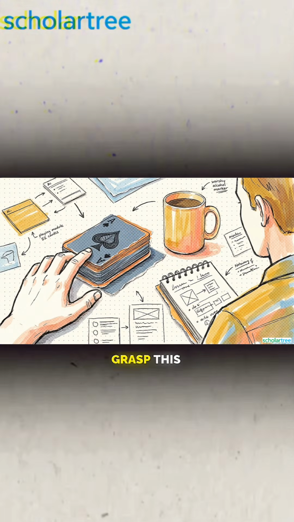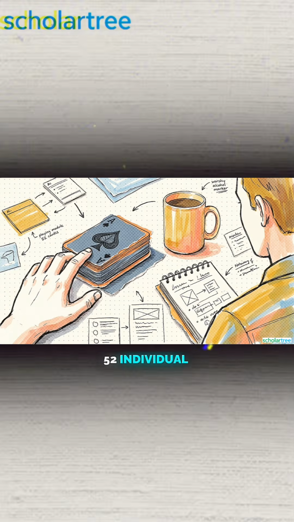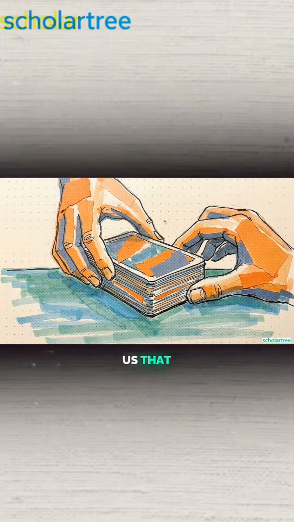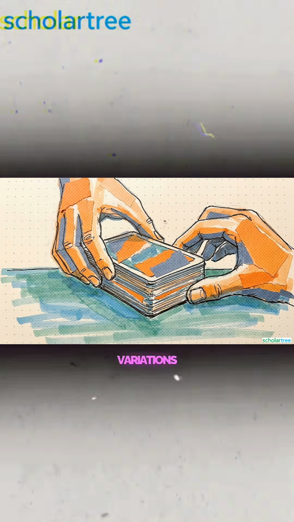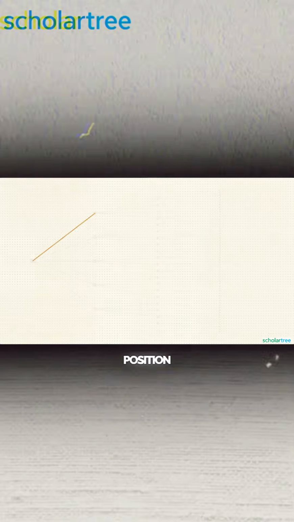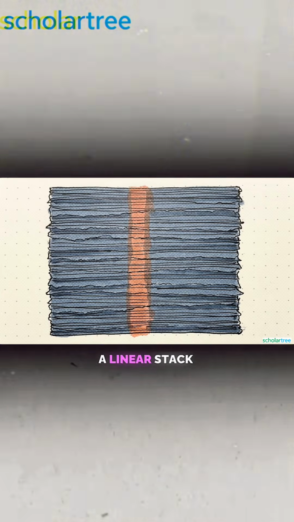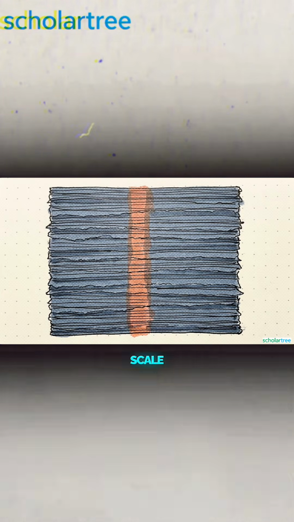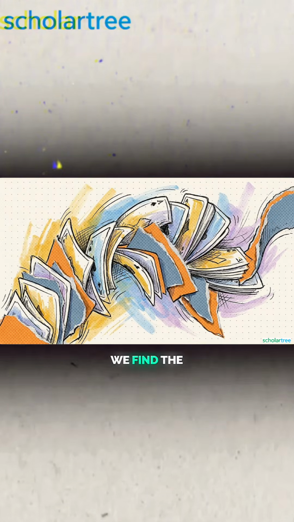We struggle to grasp this because our brains categorize a deck as a small, manageable stack of 52 individual items. Our intuition tells us that a small object should have a limited number of variations. However, shuffling is not a process of moving isolated objects from one point to another. It is a compounding series of choices. Shuffling works by multiplying every available position in the deck by the next available position. Viewing the deck as a linear stack of paper ignores this exponential scale. When we look closer, we find the complexity is hidden in the way these choices multiply.